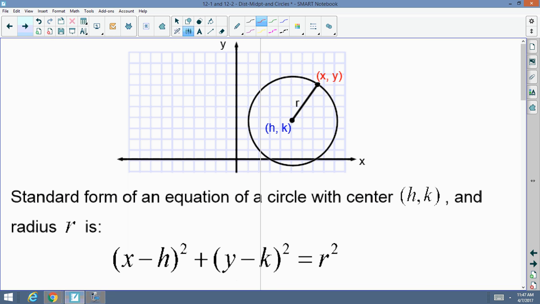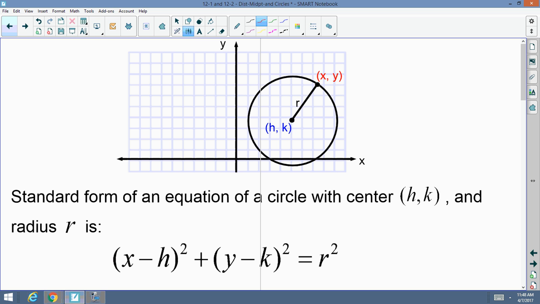I have a picture here of a circle with an h and a k, an r, and an x and a y. These are the points that you need in order to form the equation of a circle. Sorry, guys, I don't know why it's so blurry. The standard form of an equation of a circle with center (h, k) and radius r is (x minus h) squared plus (y minus k) squared equals r squared.